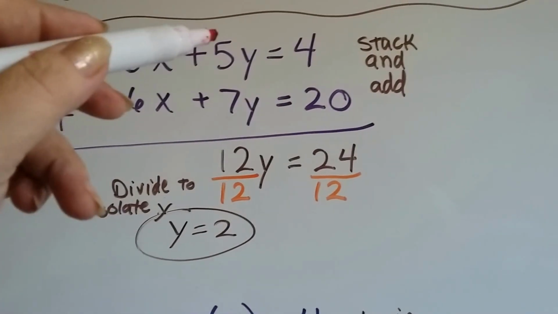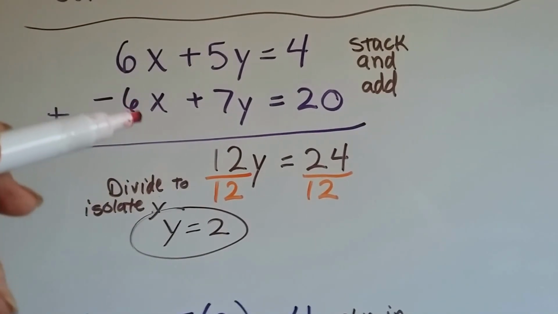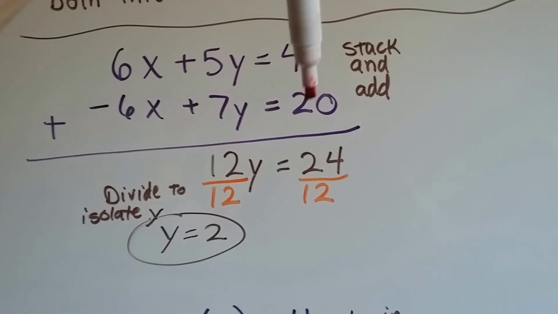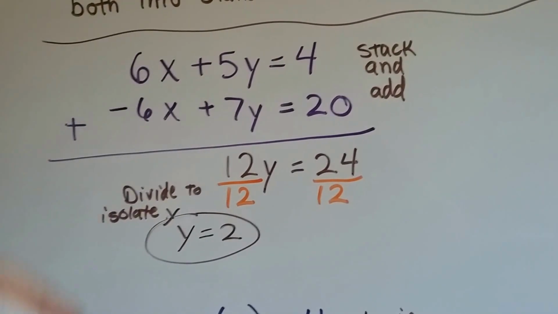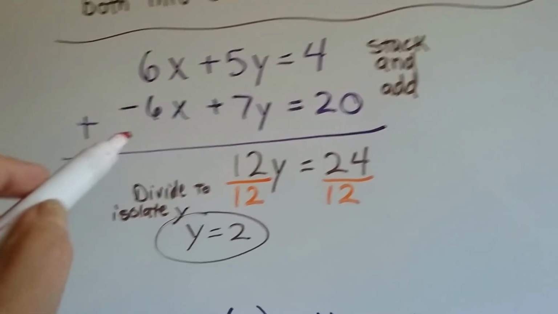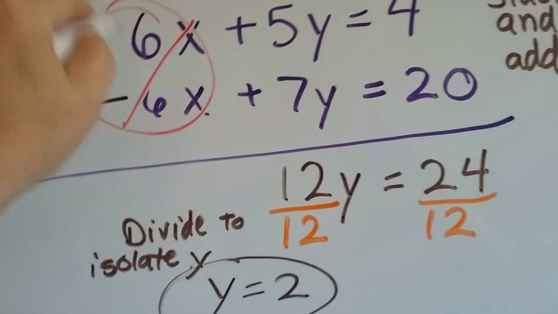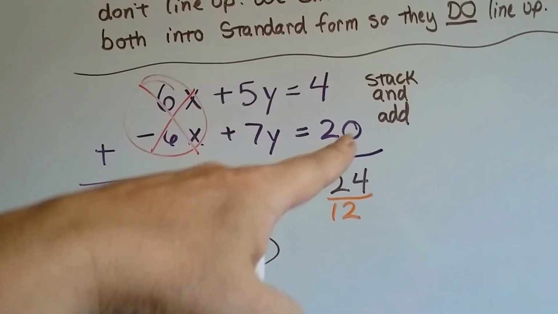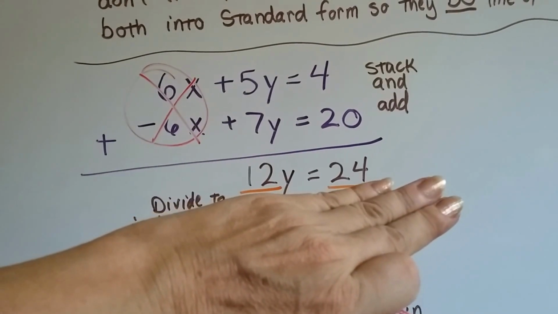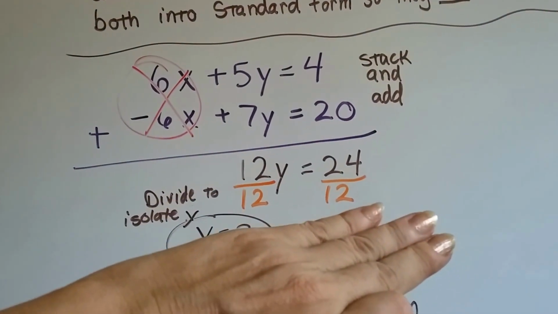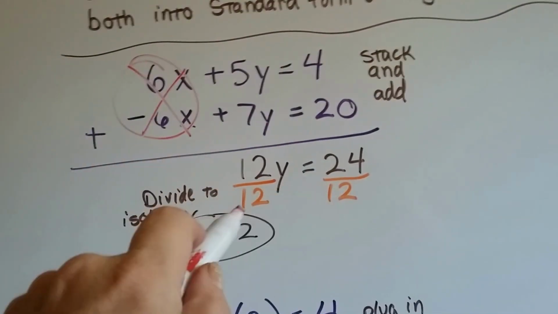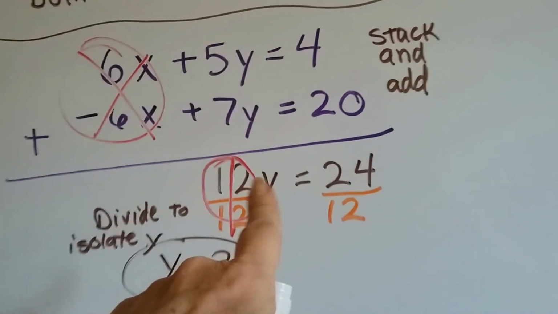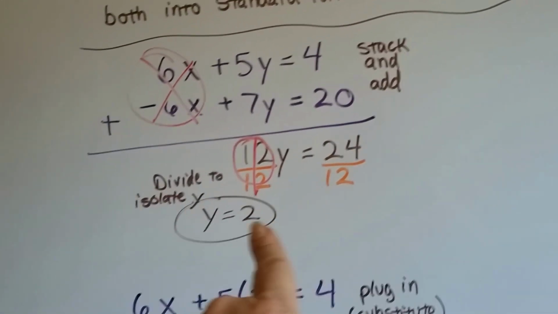We've got 6x plus 5y equals 4, and negative 6x plus 7y equals 20. We stack them nice and straight, see? So that we can see what we're doing. And the positive 6x take away 6x makes a zero pair, so that's gone. And 5y and 7y, well, that makes 12y, and the 4 and the 20 makes 24. So now we've got 12y equals 24. We can divide to isolate the y. Divide both sides by 12, because that 12y is multiplication. There's our buddy again, the invisible 1. We got 1y, and 24 divided by 12 is 2.